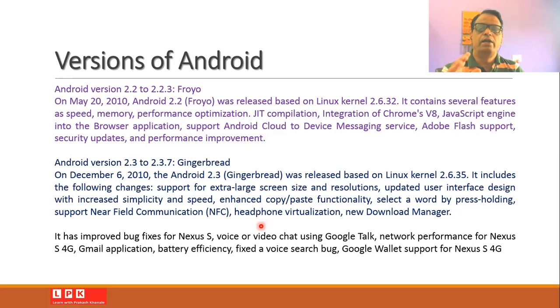So one can easily observe that for the Android phones that we are using today, all of these features were not provided from the first version itself. Many new features were added with every upgrade of the Android operating system. A lot of bugs normally appear whenever new software is developed, so the developer has to fix the bugs for the Nexus mobile phones, voice and video chat using Google Talk. Then the network performance for Nexus and Gmail application battery efficiency has been improved over a period of time, and the voice search bug fix or Google Wallet support was provided in these versions.